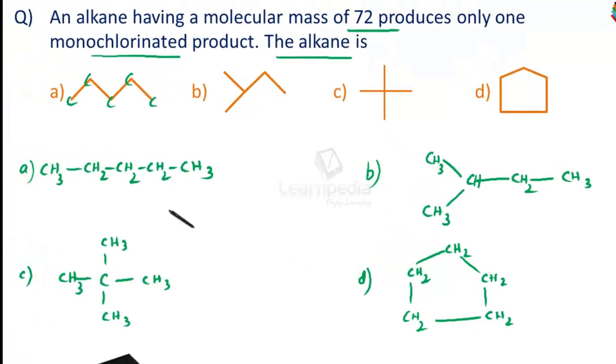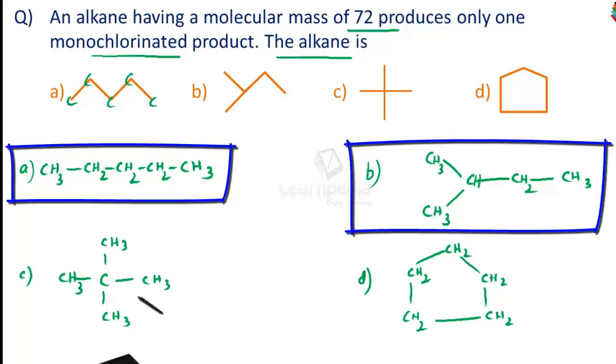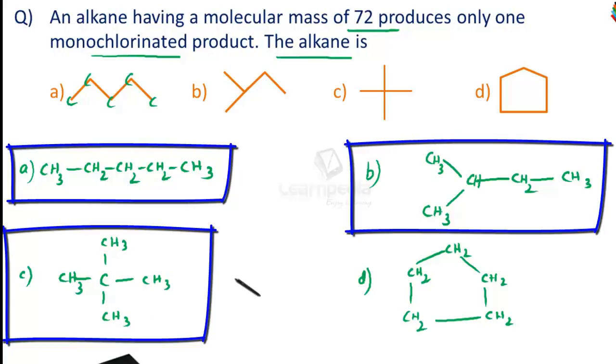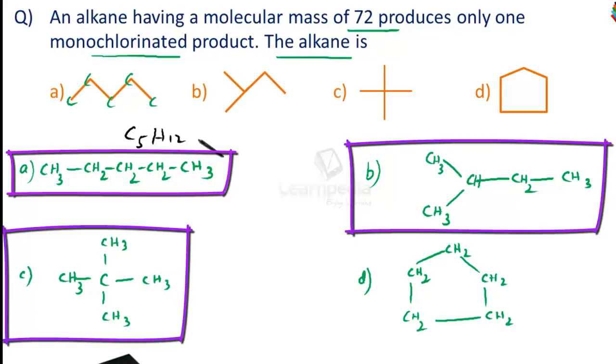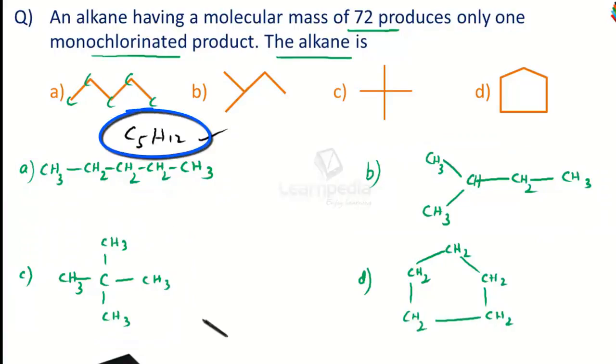So now what next? Once we are ready with the structures, we need to check out for how many options the statement molecular mass 72 is satisfied. If we observe clearly, option A, B and C, these 3 are isomers. They are having the same molecular formula but different structure. And the molecular formula becomes C5H12. Check out all these options A, B and C. They are satisfying the formula C5H12.